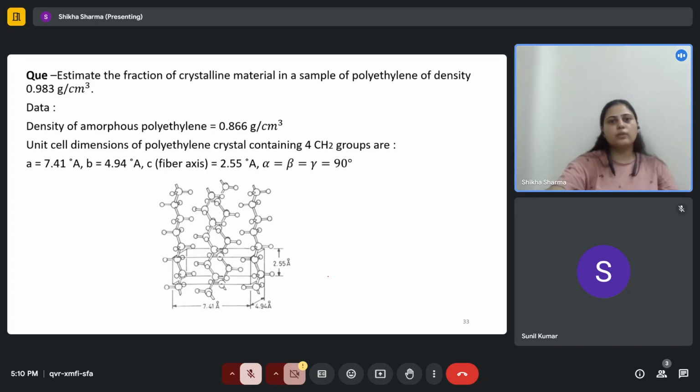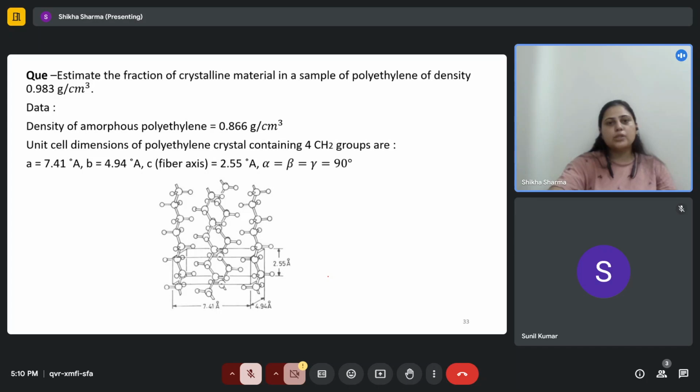Estimate the fraction of the crystalline material in a sample of polyethylene of density 0.983 gram per centimeter cube. Data is given. The density of the amorphous polymer, amorphous polyethylene, is 0.866 gram per centimeter cube.